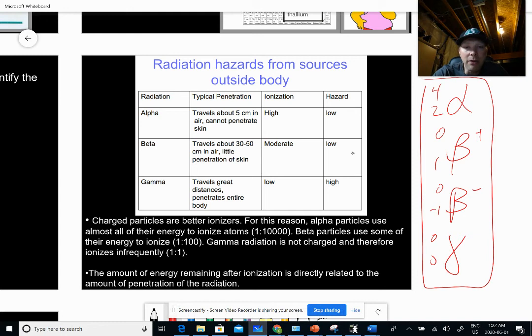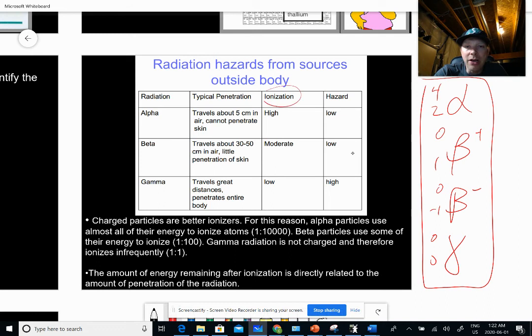Now, this is talking about how much it penetrates into the skin and that sort of thing. So alpha particles travel about 5 centimeters in air. They cannot penetrate the skin. Beta travel about 30 to 50 centimeters in air. There's still little penetration of the skin. So, electrons don't really penetrate the skin. And then gamma particles could travel great distances, and they can penetrate the entire body, right?